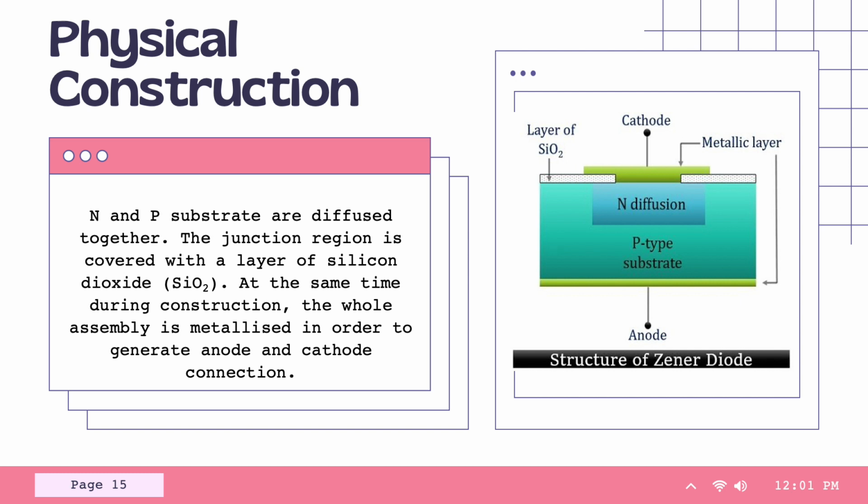For the physical construction, here, N and P substrates are diffused together. The junction region is covered with a layer of silicon oxide at the same time during construction. The whole assembly is metallized in order to generate anode and cathode connection. The layer of silicon oxide helps to prevent contamination of the junctions, thus is used in the construction of the Zener diode.